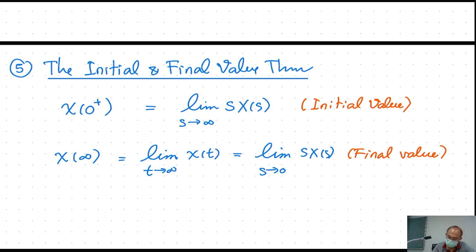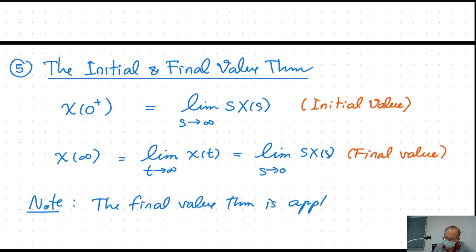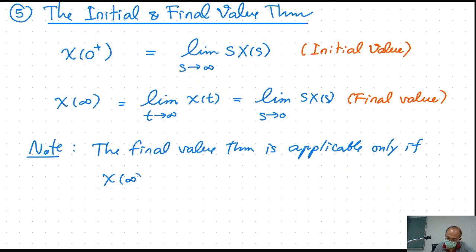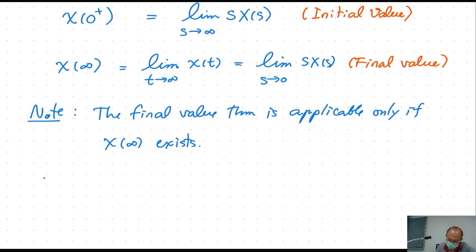So note, the final value theorem is applicable only if x(infinity) exists. If it doesn't exist, then we cannot use the final value theorem. It becomes invalid. Now let's look at an example.